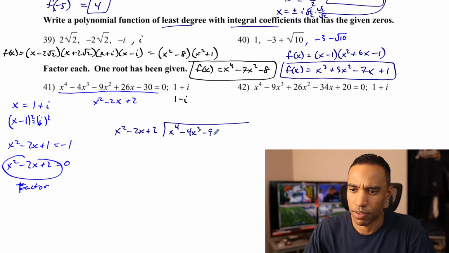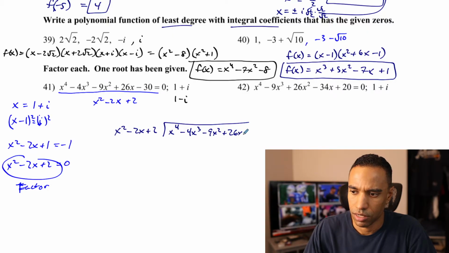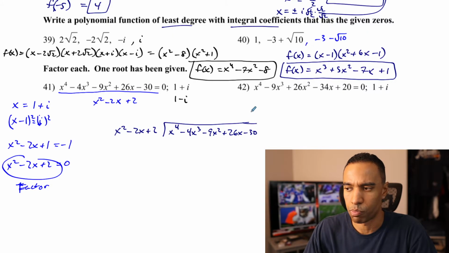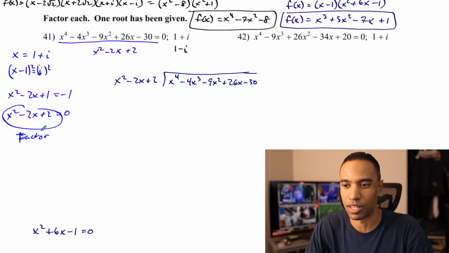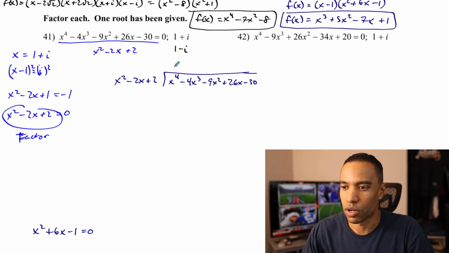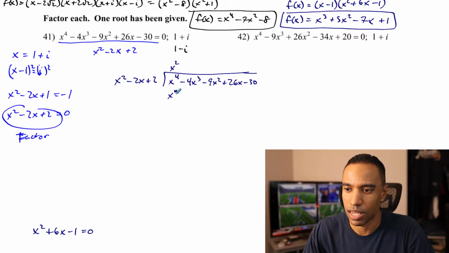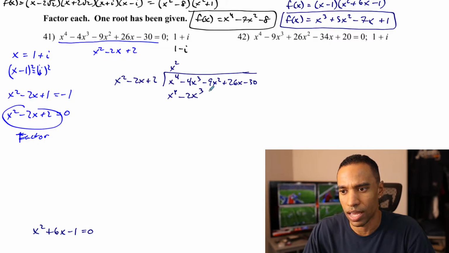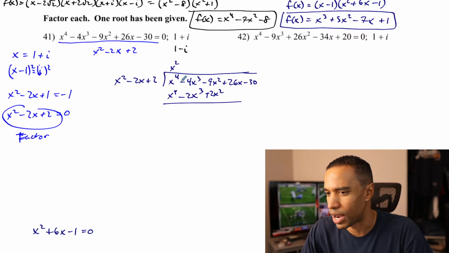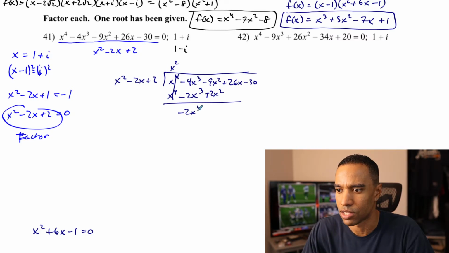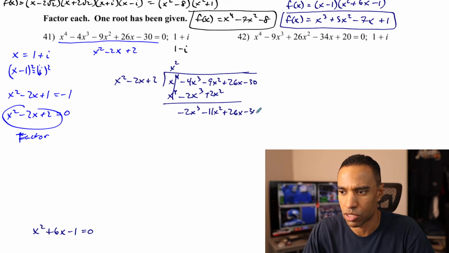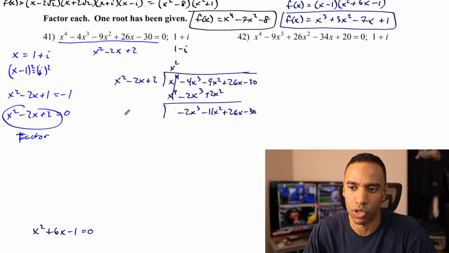And here's my dividend. This is much more preferred compared to the other stuff there. x squared goes into x to the fourth, x squared times. I get x to the fourth minus 2x cubed plus 2x squared. Subtract that out. We get negative 2x cubed minus 11x squared plus 26x minus 30. I should get a remainder of 0, right?